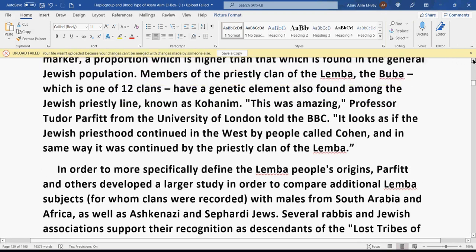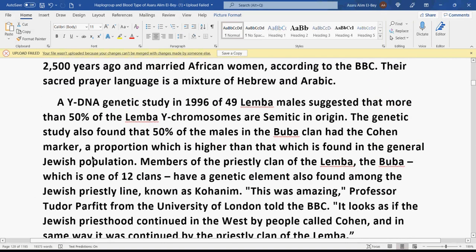Now, why would they support it? Because of this right here. A Y DNA genetic study in 1996 of 49 Lemba males suggested that more than 50% of the Lemba Y chromosome are Semitic in origin. The genetic studies also found that 50% of the males in the Buba clan had the Cohen marker, a portion which is higher than that which is found in the general Jewish population. So there's no Jews in the Jewish population that has a higher Cohen marker than the Buba clan of the Lemba males.